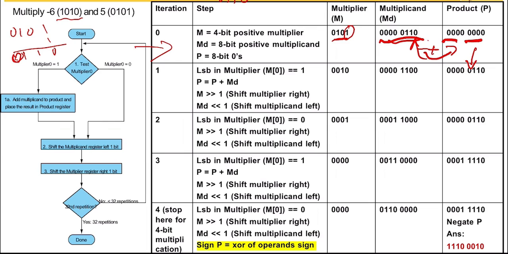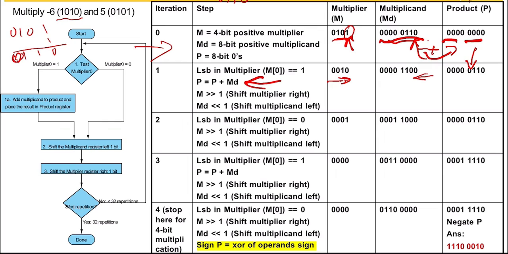No, sorry, that's not what I meant. I'm going to add my multiplicand and my product. My multiplicand and my product. And I put the answer in my product. So my product has been updated. That is if the last bit of my multiplier is 1. And after that, I'm going to shift my multiplier to the right, and I'm going to shift my multiplicand to the left.